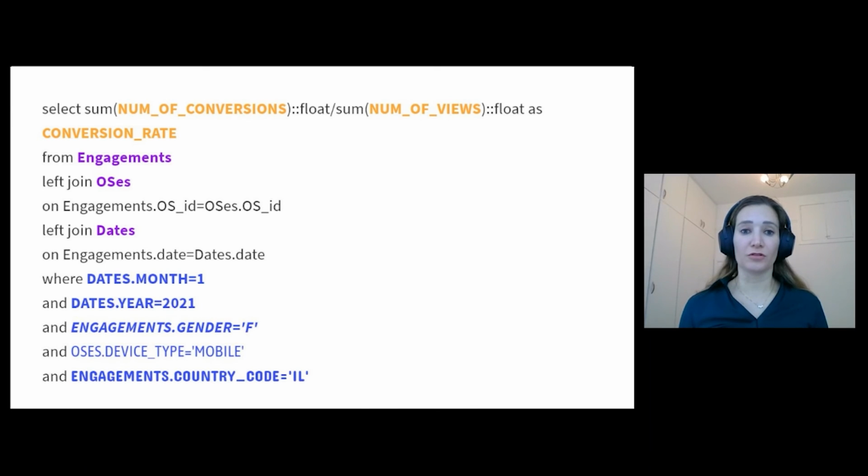We'll select the number of conversions divided by the number of views and get the conversion rate. These are the facts that we've created. We'll use the fact table engagement joined with two dimension tables, the OS table and the date table. And from these tables, we will select the relevant dimensions. We'll select the month, the year, the gender, the device type, and the country. So according to this query, it looks like we got it right, and we can answer the business question by using the tables that we've created.